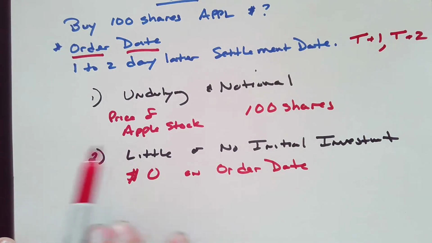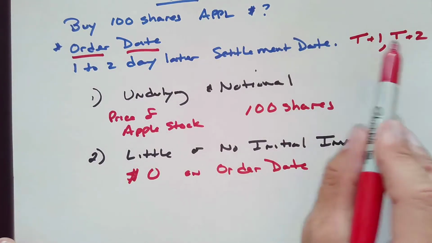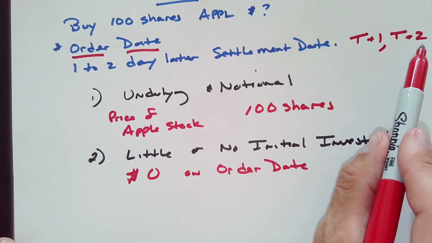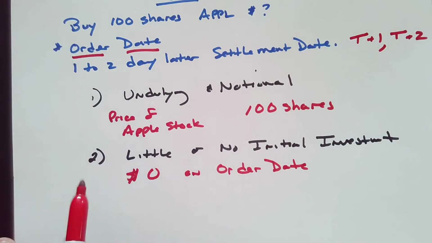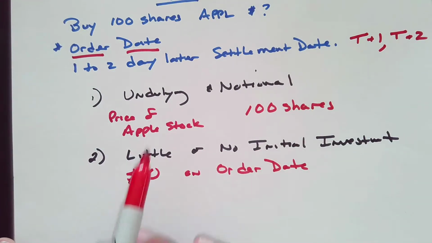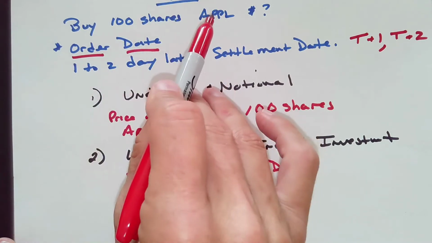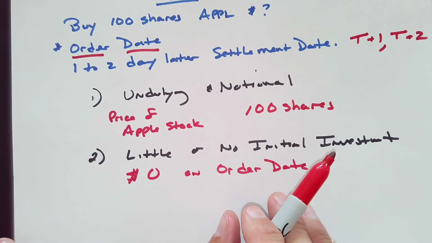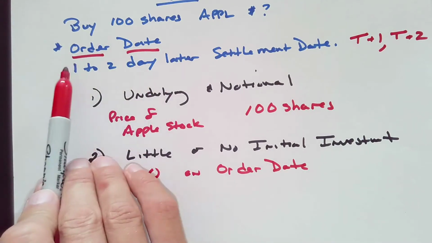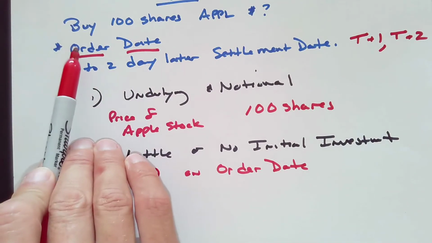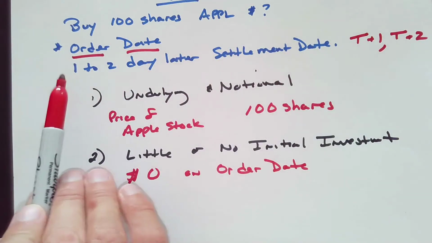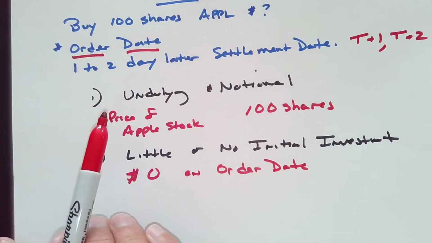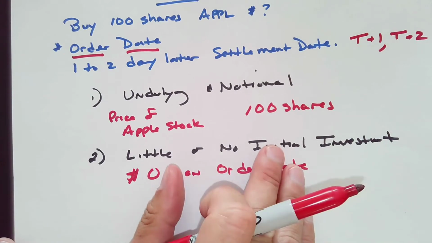So we qualify on number 2, even though it's a 2-day or 1-day time lag, we still, at the order date, have little or no initial investment in order to be able to get the market action of 100 shares of Apple. Because if the price goes up, and I buy it in the morning, the price goes up and we don't settle until 2 days later, then I've made money on this particular contract.